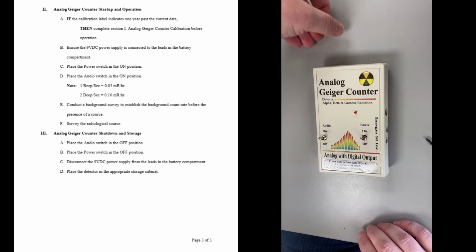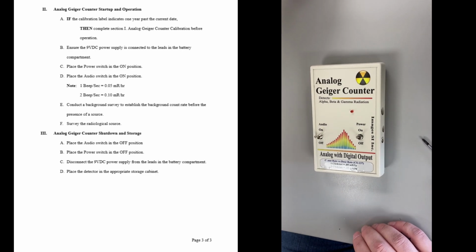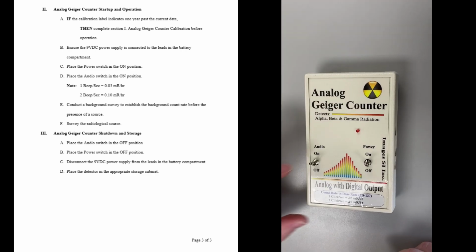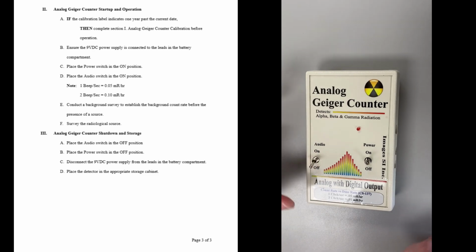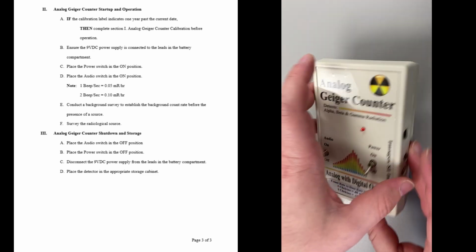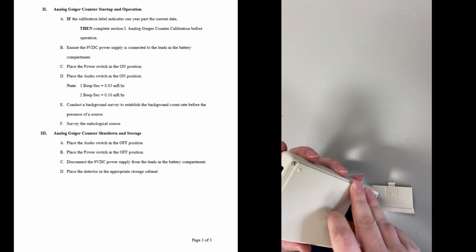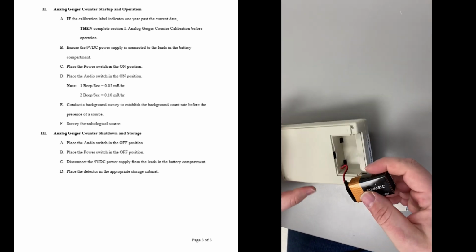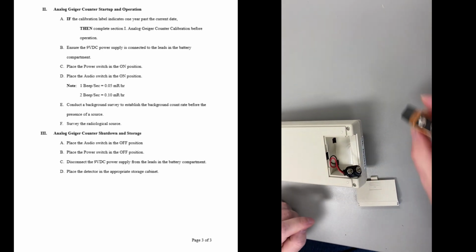Now moving into shutdown, we will turn the audio off, turn the power off, and then disconnect the 9-volt DC power supply from the leads in the battery compartment. And then that's pretty much it. You would just place the detector in the appropriate storage cabinet once finished.